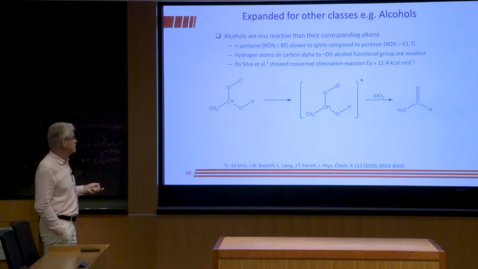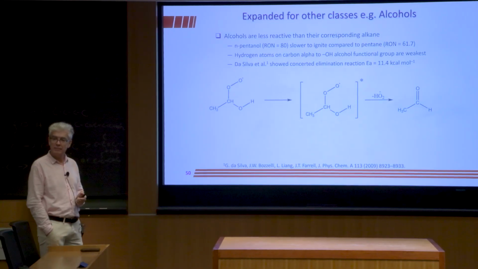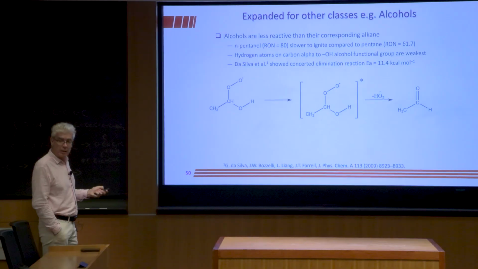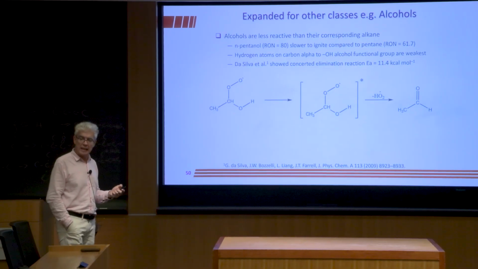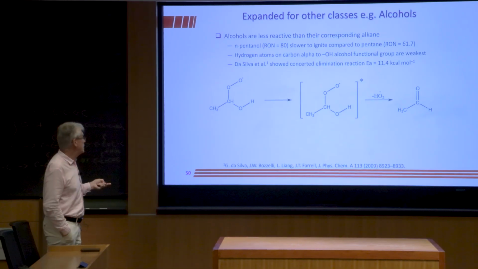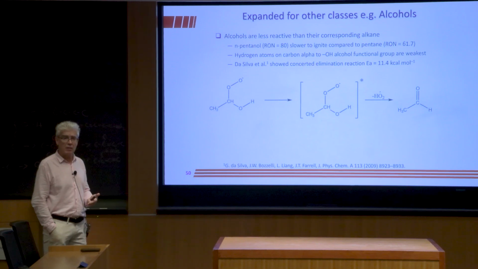It's not going to branching. Okay? We don't have a QOH, which then adds to O2 to give us branching. Right? This is an aldehyde plus HO2, a propagation. And hence, alcohols are slower than alkanes because this kind of concerted elimination to give you the aldehyde plus HO2 happens in alcohols, which doesn't happen as easily in alkanes.